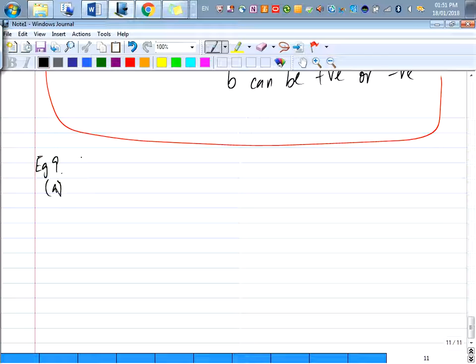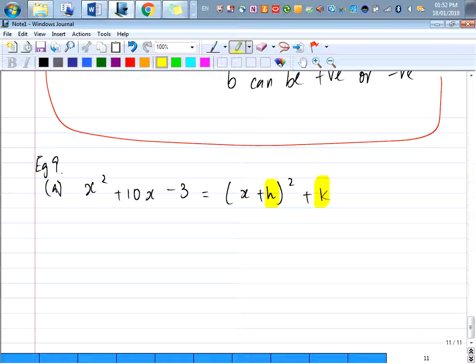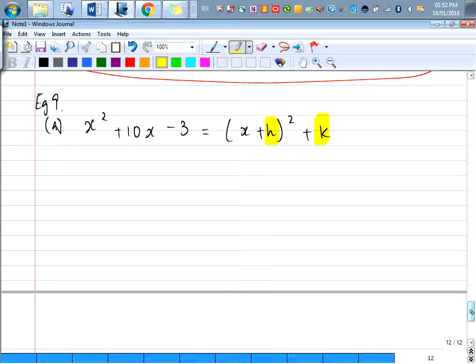Let's take a look at question A. x squared plus 10x minus 3. Okay, let us express it into the form of x plus h squared plus k. These two are constants. Yes? I can't hear you. Page 49. Hey, that's very rude. Huh? Okay, so to express it in this form, we will have to complete the square.